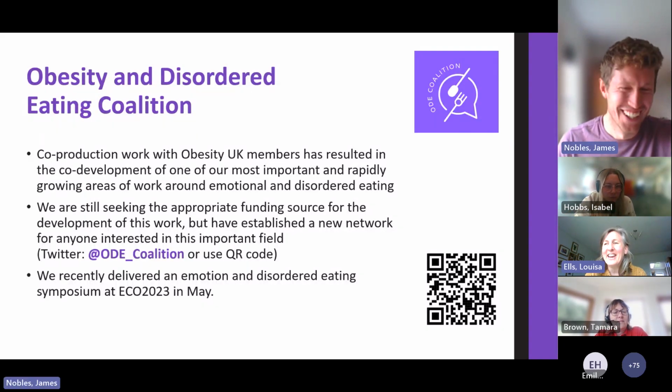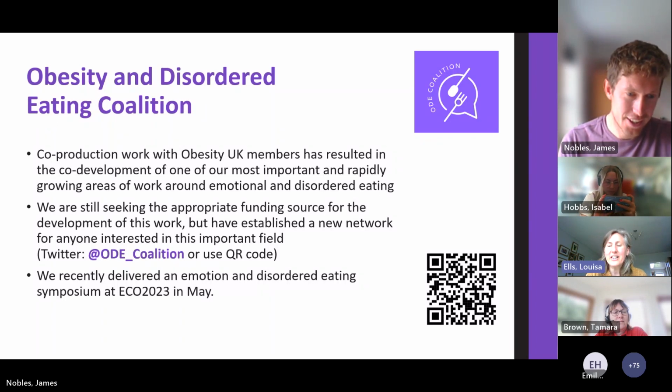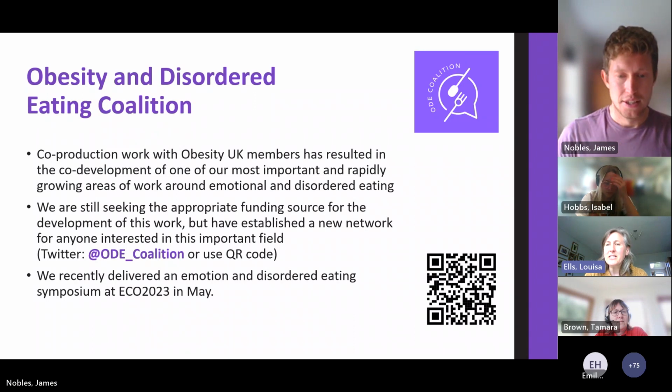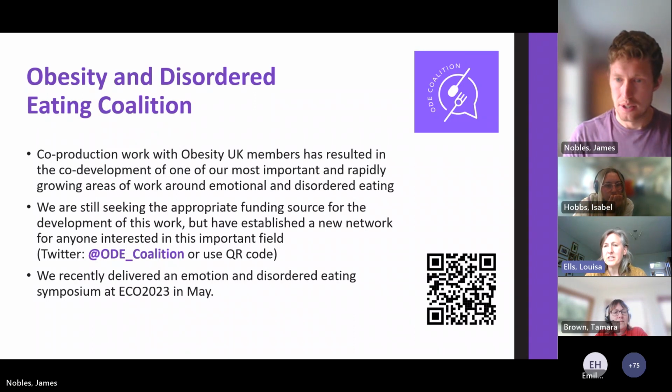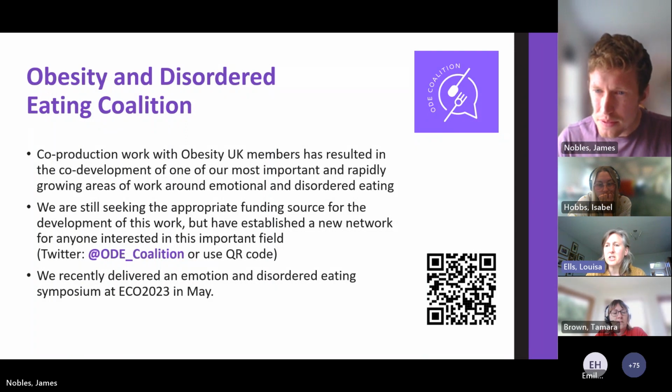This is an area that is very close to my heart. The other coalition we are currently developing is an obesity and disordered eating coalition. This is a co-produced piece of work with Obesity UK, very much driven by need arising from the voice of lived experience, to really try and bring together and rapidly grow work around supporting the needs of anyone living with obesity who may also be experiencing emotional or subclinical or clinically diagnosed disordered eating.